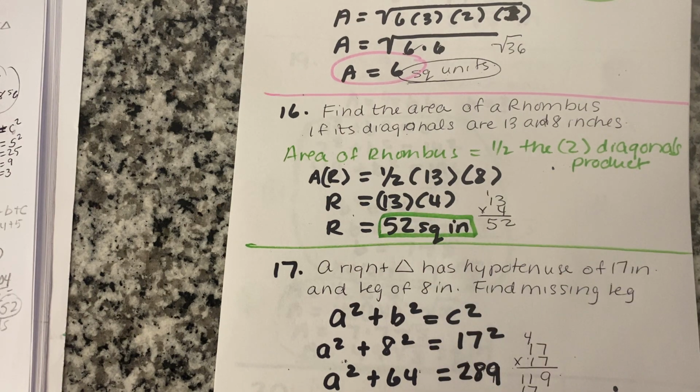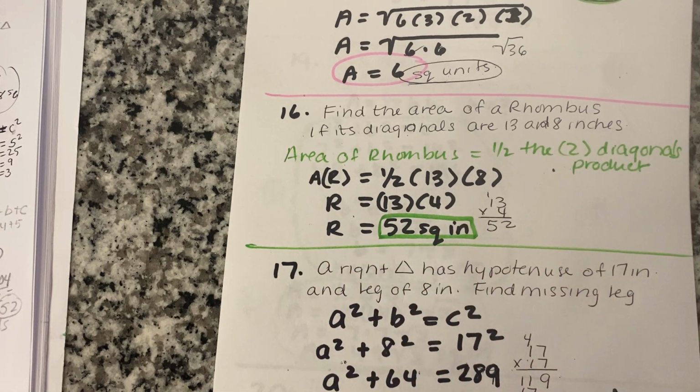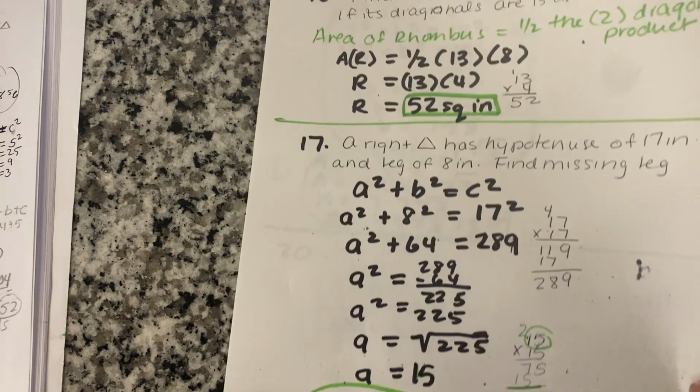This is an easy one. You have to know this: the area of a rhombus is 1/2 the product of the diagonals. Otherwise, you will not be able to get the answer very quickly.